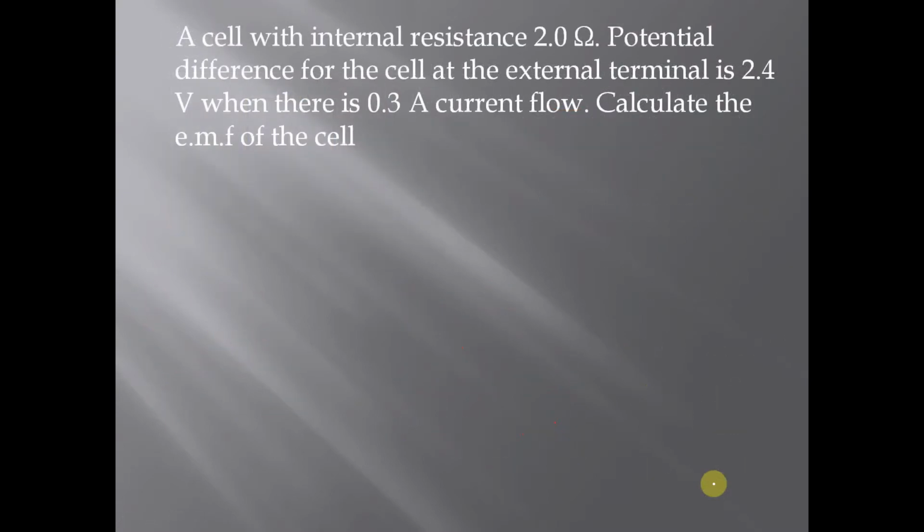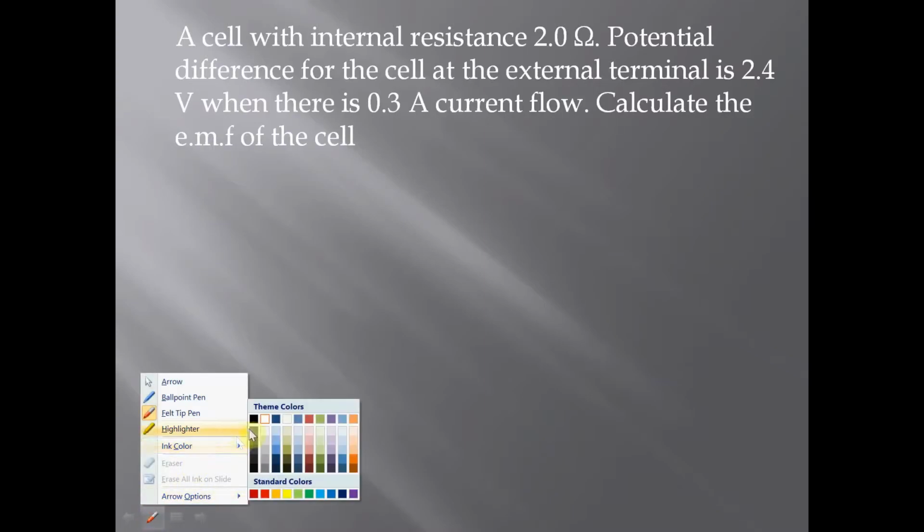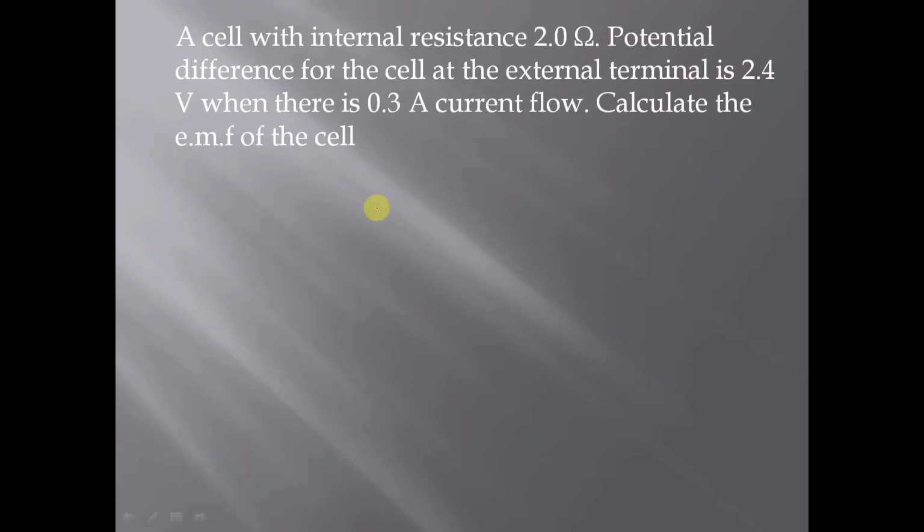Alright, next one. Okay, what you're going to have from here? A cell with an internal resistance. Okay, that means that it's an internal resistance. Okay, it means it's a small r, equivalent with 2 ohm. Potential difference from the cell with the external terminal. Potential difference of the cell. Okay, that means that is the external voltage, which is equivalent with 2.4 volt. And the current flow, okay, arus mengalir 0.3 ampere.